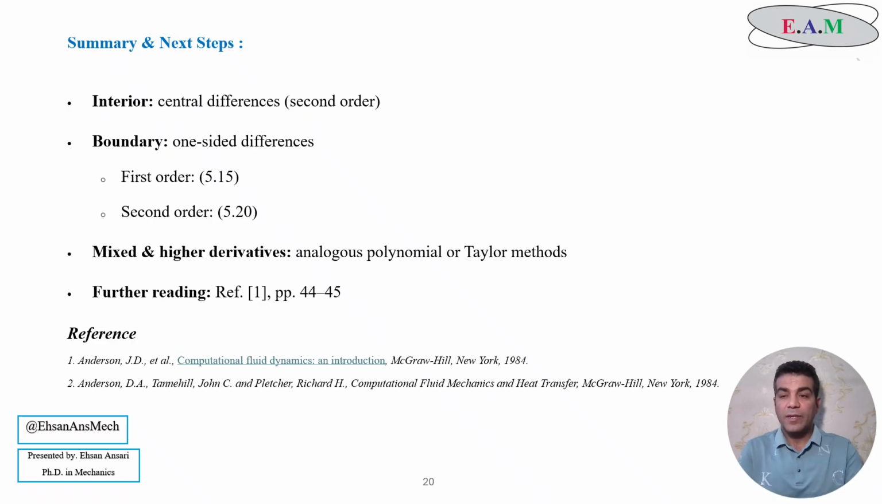To conclude, we've seen how Taylor expansion yields a systematic hierarchy of finite difference schemes: first order forward and backward, second order central and mixed, as well as one-sided boundary formulas. Each choice balances stencil size with accuracy and computational overhead.